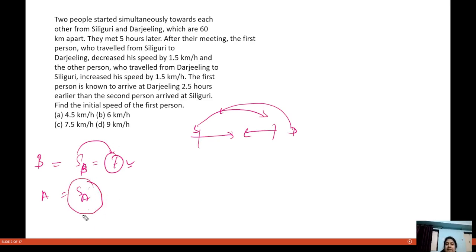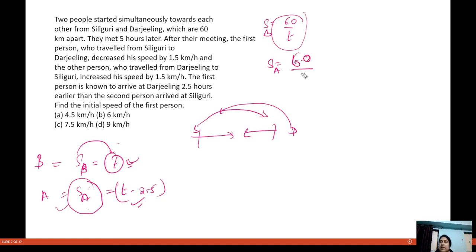One person we have, SA, who is traveling faster. He is able to cover the entire distance in 2.5 hours less. So the time taken by the faster person is 2.5 hours less. When I was doing this with the simple method, speed is equal to 60 by t. Okay, the speed of SB is equal to 60 by t, and the speed of the faster person is 60 by t minus 2.5.